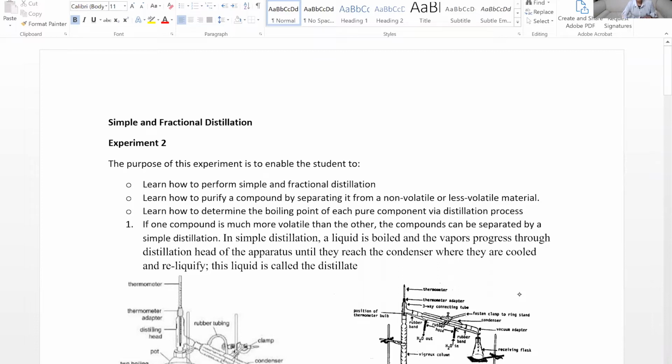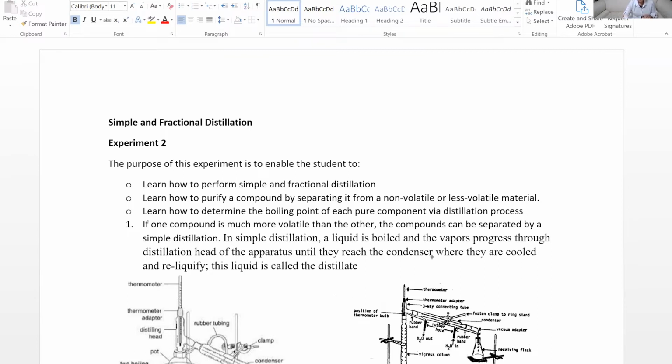When the sample is boiling, or being distilled, and the temperature stays constant, that constant temperature during distillation can be recorded as the boiling point for that compound. If one of the compounds is more volatile than the other, that means the boiling points of the two compounds are significantly different, then you can use simple distillation.